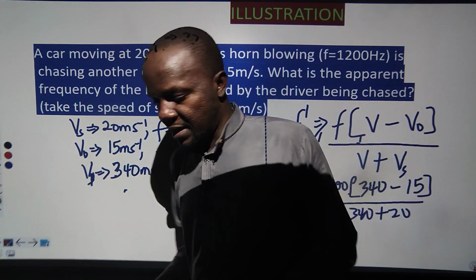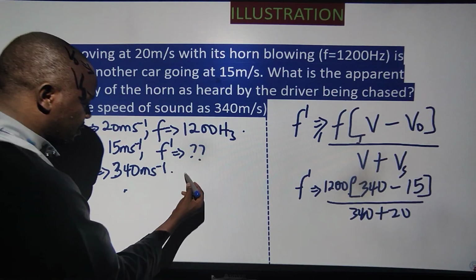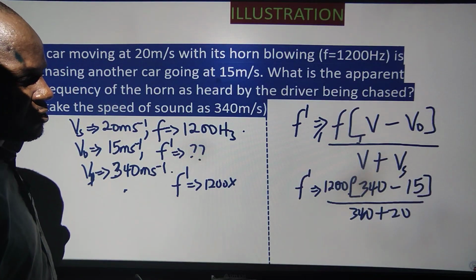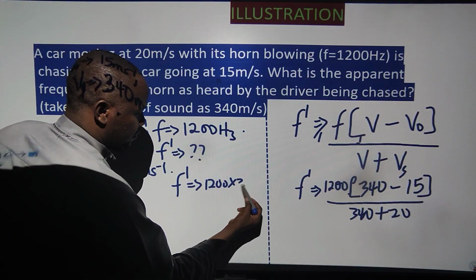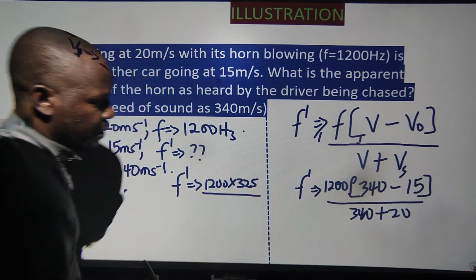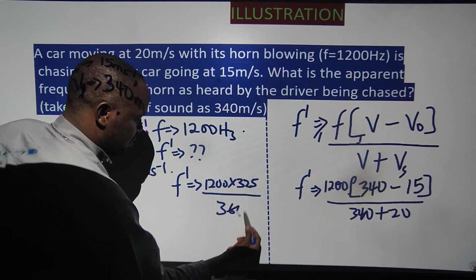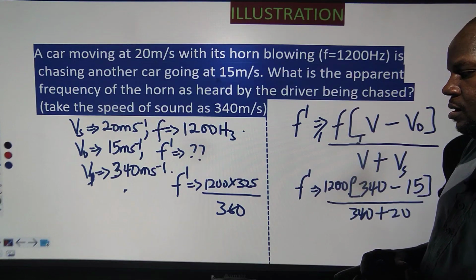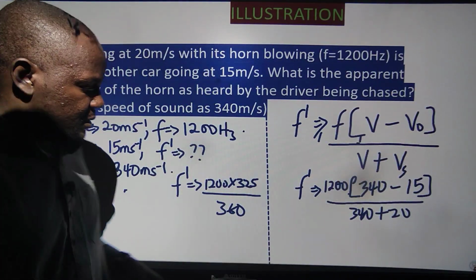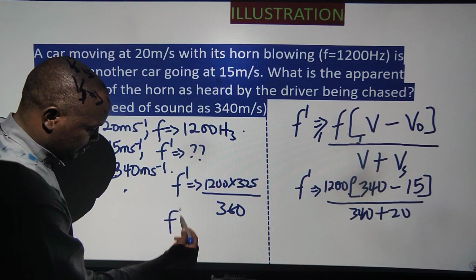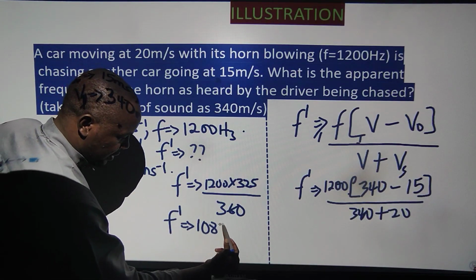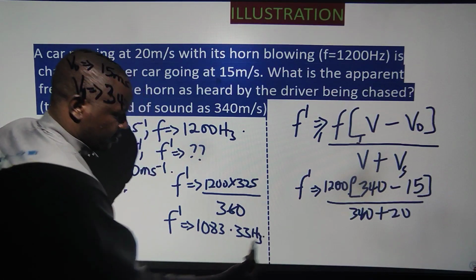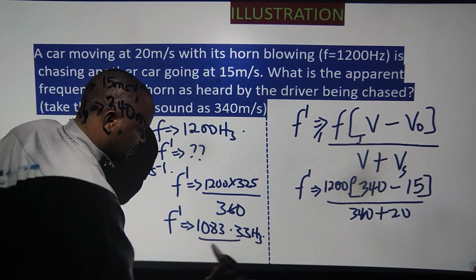So what my dear admin that is helping me now will do for me is just help me press this on the calculator. 1200 multiplied by 325 divided by 360. So that's 1083. Yes. Please help me confirm again. Yes. 1083.33 Hz.